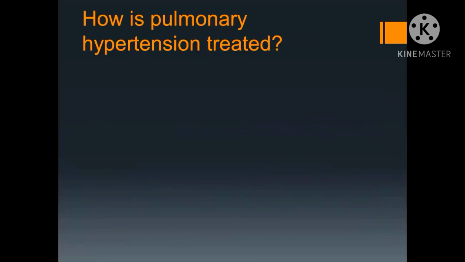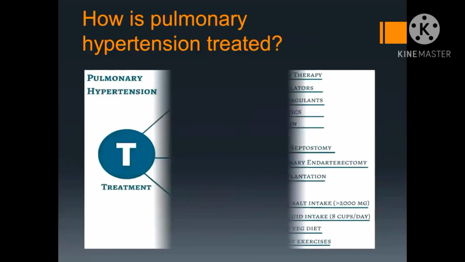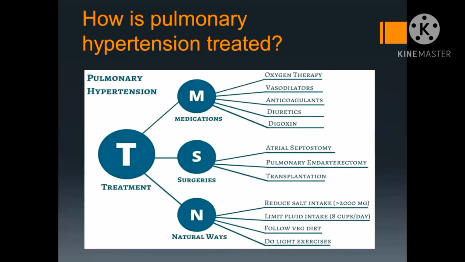How is pulmonary hypertension treated? All patients with this condition should be considered for the following therapies: oxygen therapy, vasodilators, anticoagulants, diuretics, digoxin, atrial septostomy, pulmonary endarterectomy, transplantation, reduce salt intake, limit fluid intake, follow a vegetable diet, and do light exercises. Diuretics and oxygen should be added as needed.